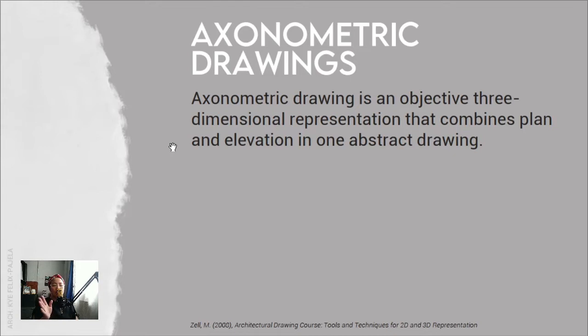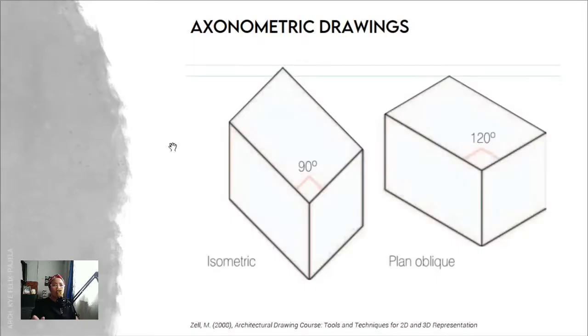So, axonometric drawings, objective siya, three-dimensional representation. So, kinumbine lang natin yung plan and elevation in one abstract drawing. So, it's very objective. Ibig sabihin, kung ano yung sukat, yung totoong sukat ng elevation, marireflect dito sa mga sides na nakadraw. For example, this one is an isometric drawing. So, yung plan niya, pag tiningnan natin yung mismong plane, it's still on the 90-degree angle, yung mga corners.